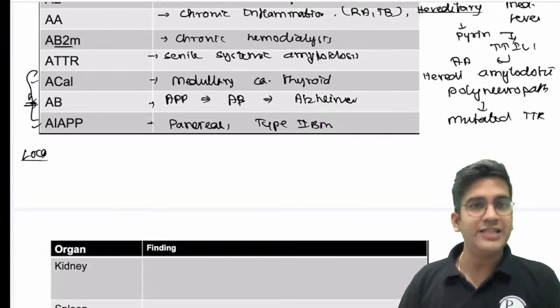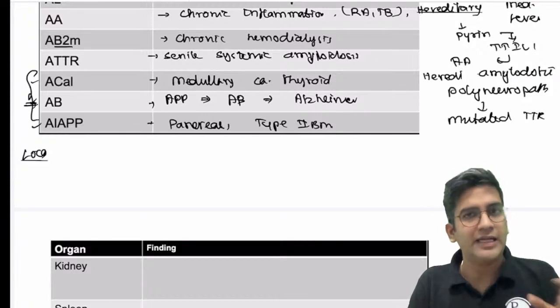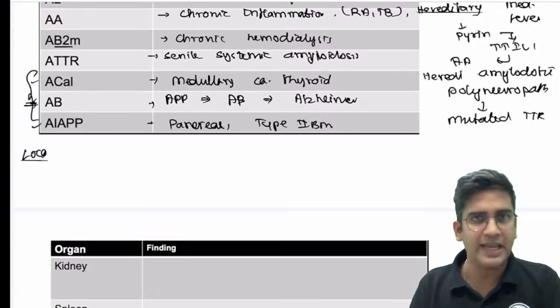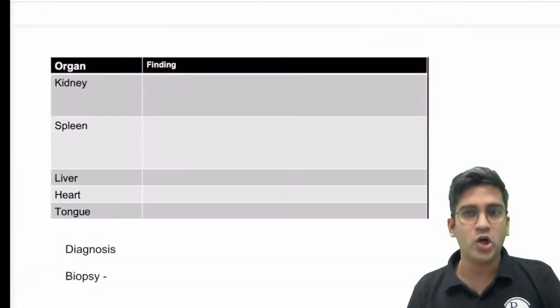So these are the different types of amyloid. The way you classify, based on Robbins or based on the AL protein, whatever is comfortable with you, go with that. Then you come to organs.